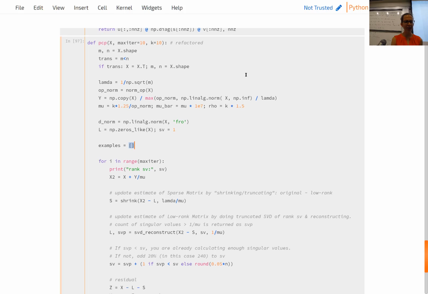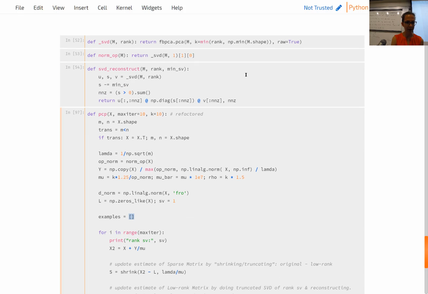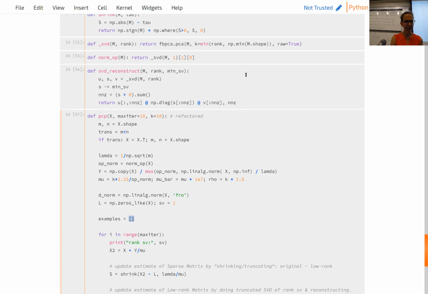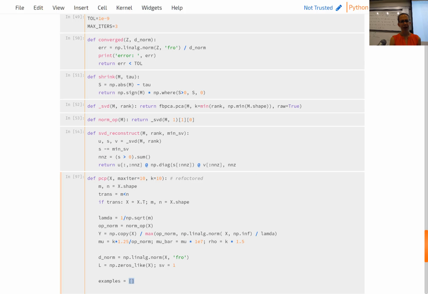Before I get into the heart of the algorithm, I wanted to say the authors define what they call a shrinkage method. Basically, they take any singular values that are less than tau and round them down to 0. You can think of that as another way of truncating your matrix, just ignoring the small singular values. And so this shrinkage method will show up.